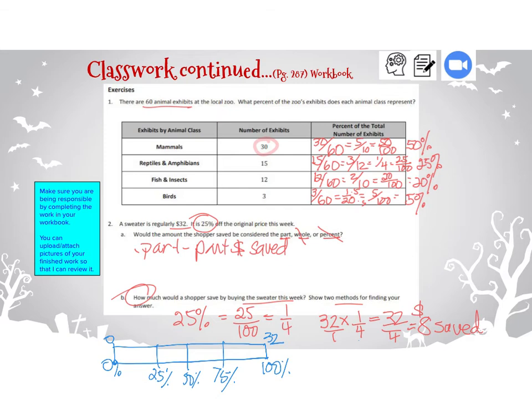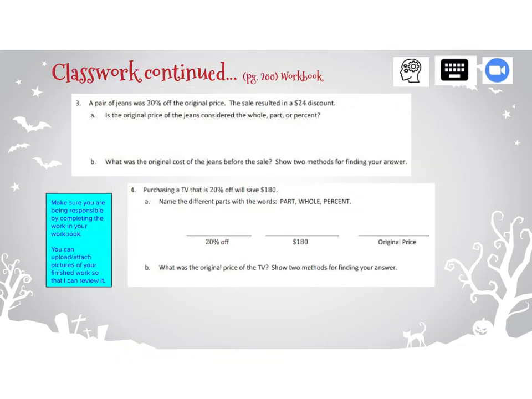And then I've got 32, and I've got to break that in by 4. So there's 8, 16, 24, and 32. So we have that figured out. And now what we're going to show is that $8 is the 25% savings. That's it. Okay, let's see what else we have here.